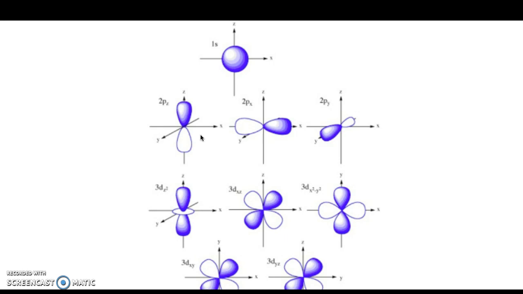Moving on up to n equals 3 puts us at the d sublevel and gives us up to 5 orbitals. With n equal to 4, the f sublevel can hold up to 7 orbitals. Take a look at the images here to get a visual idea of what these orbitals look like in space. Note, the f orbital is not imaged, and it is difficult to visualize. Once you understand how the quantum numbers give rise to the orbitals, we can now move on to see what happens when we fill them up with electrons.